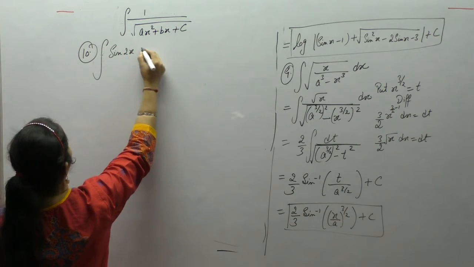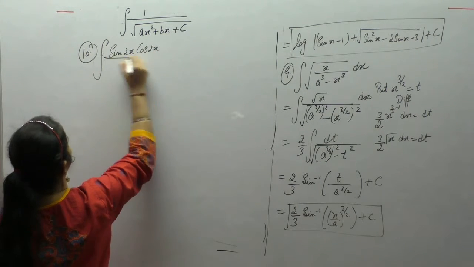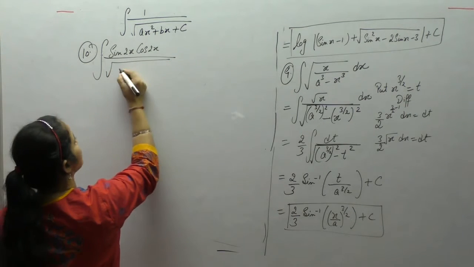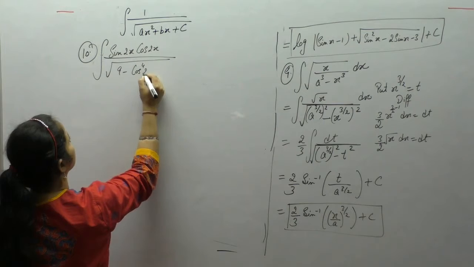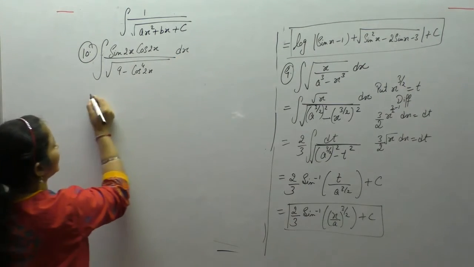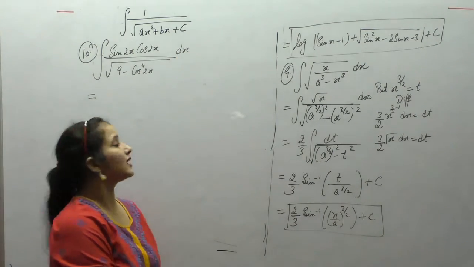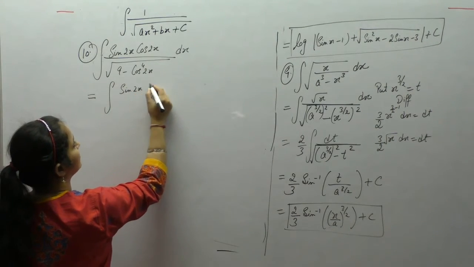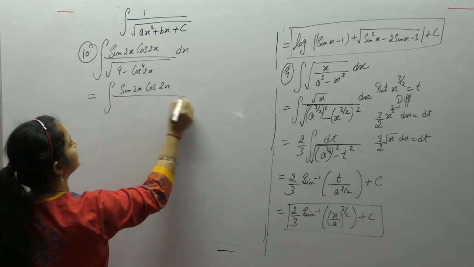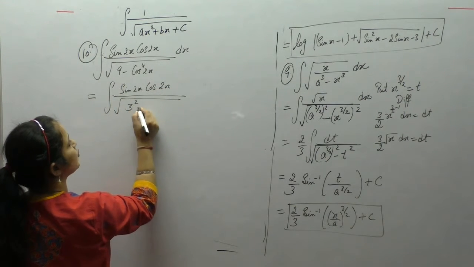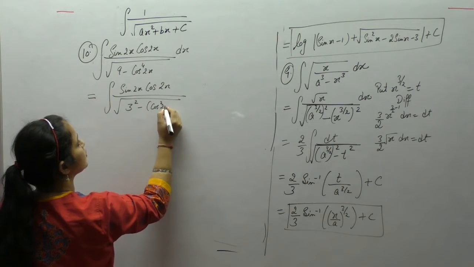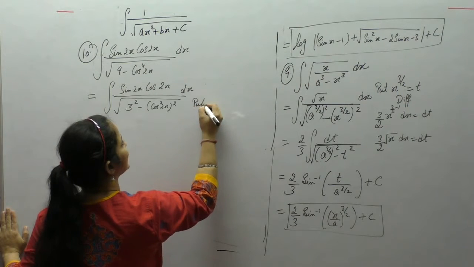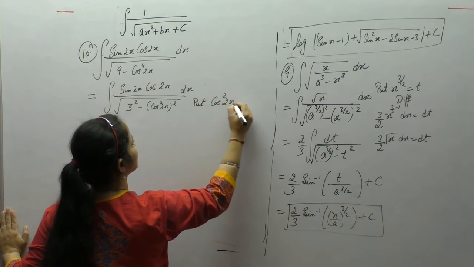Next is the integral of sine 2x cos 2x upon 9 minus cos^4 2x dx. We can write cos power 4 as cos square whole square, and 9 as 3 square. So sine 2x cos 2x over 3 square minus (cos square 2x) whole square. Now put cos square 2x as t.